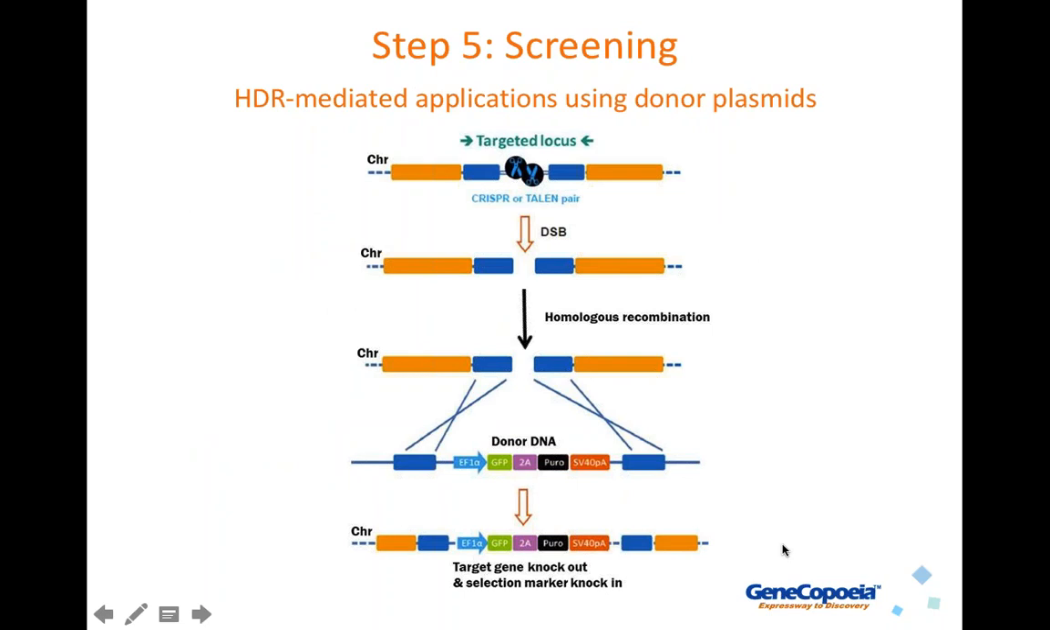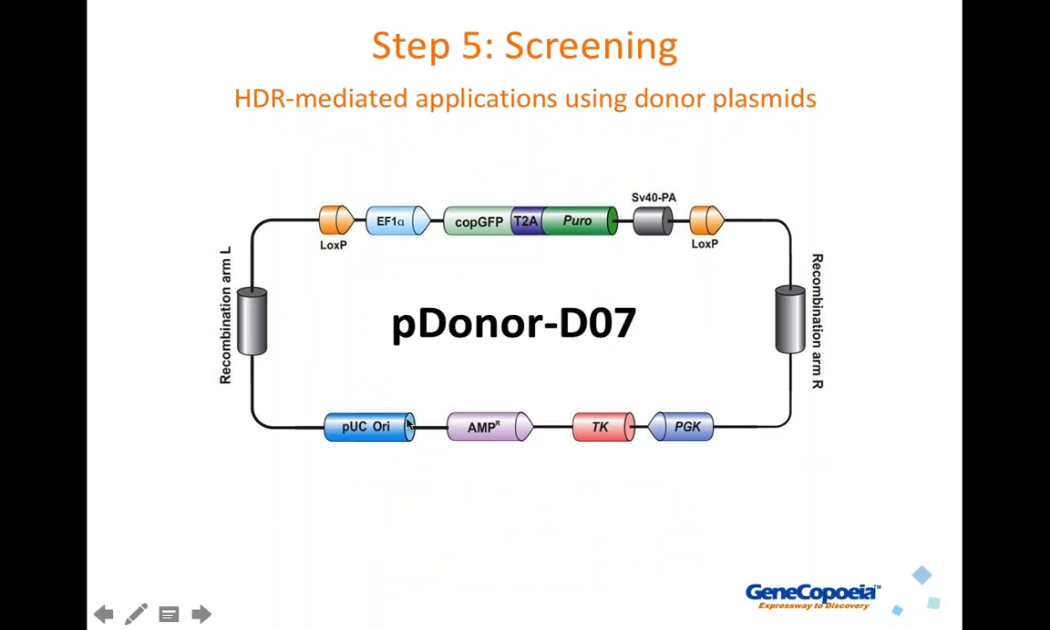Now, if you're doing homologous recombination mediated applications, let's say you're knocking in a point mutation or you're tagging a gene, the workflow is quite different. This is how homologous recombination works. You transfect with your CRISPR plasmids and a donor DNA, and the donor copies information from itself into the targeted chromosome. And this is a typical GeneCopoeia donor plasmid.